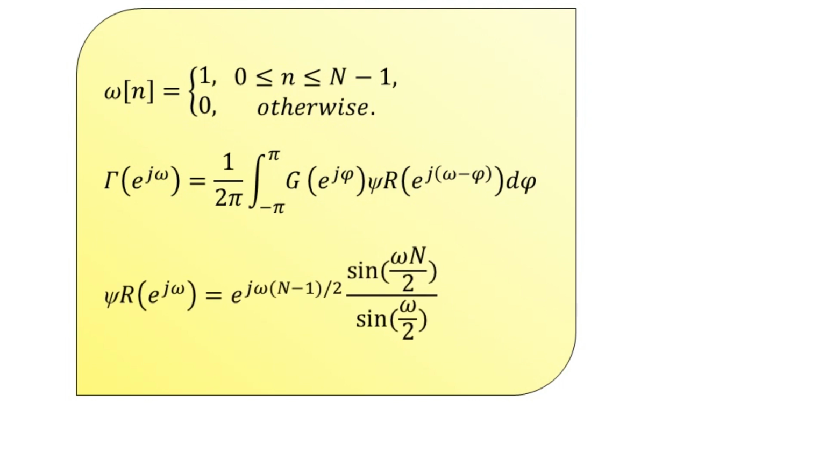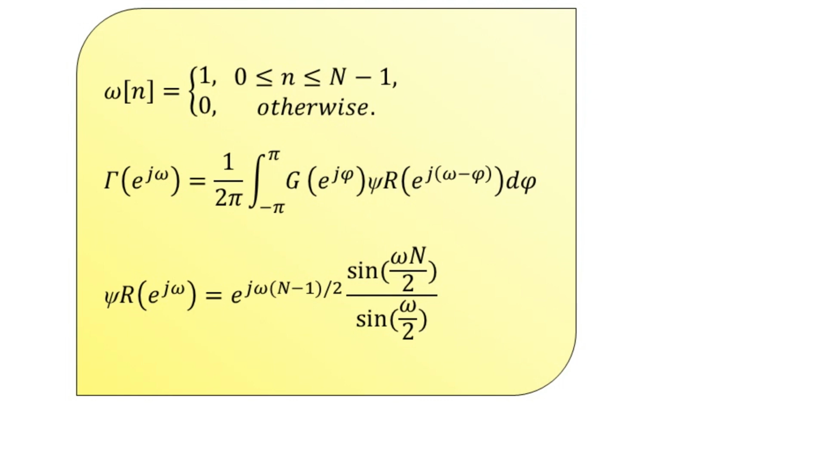So capital gamma of e to the power j omega is given by 1 upon 2 pi, integration from minus pi to plus pi, of capital G of e to the power j phi multiplied by psi suffix r of e to the power j times omega minus phi, d phi, whereas we have psi suffix r of e to the power j omega equal to e to the power minus j omega times capital N minus 1 divided by 2, multiplied by the ratio of sine of omega capital N by 2 divided by sine of omega by 2.